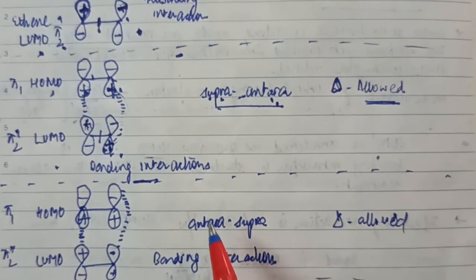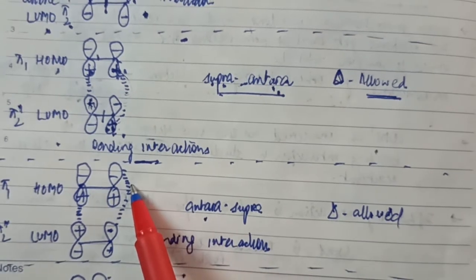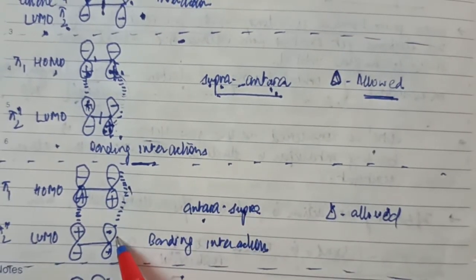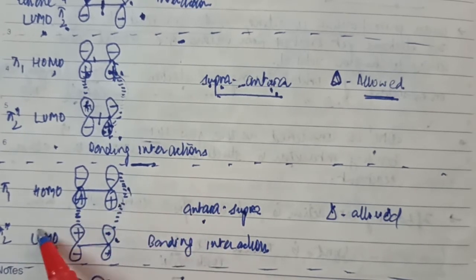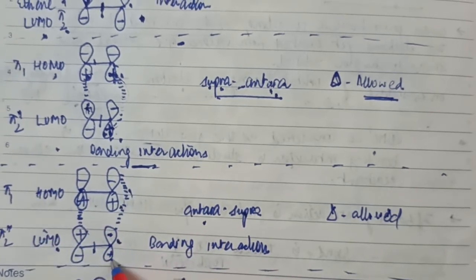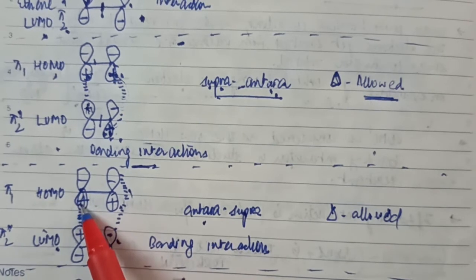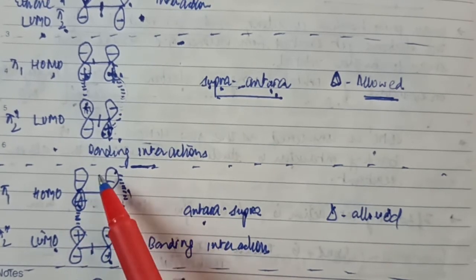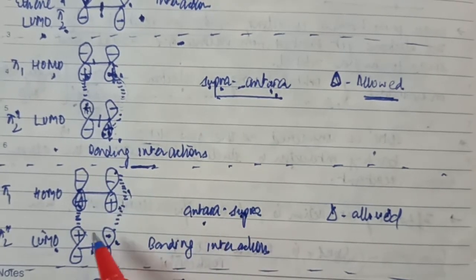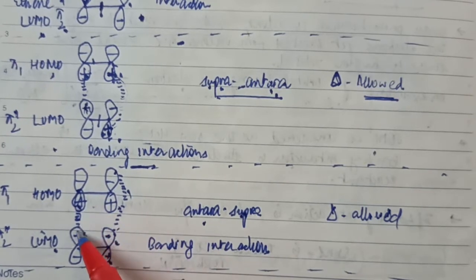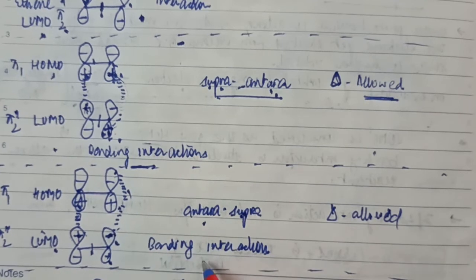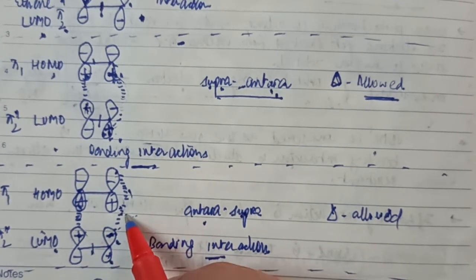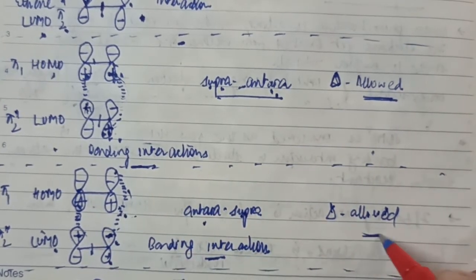Let's see this. Antarafacial on the first component, suprafacial on the second. HOMO and LUMO remain the same: HOMO zero nodes, LUMO one node. Antara on the first means opposite lobes should be adding. Supra on the second means the same lobes should be adding. So positive interacts with positive, and here negative interacts with negative. This is a bonding interaction on both lobes. Therefore this is an allowed process.